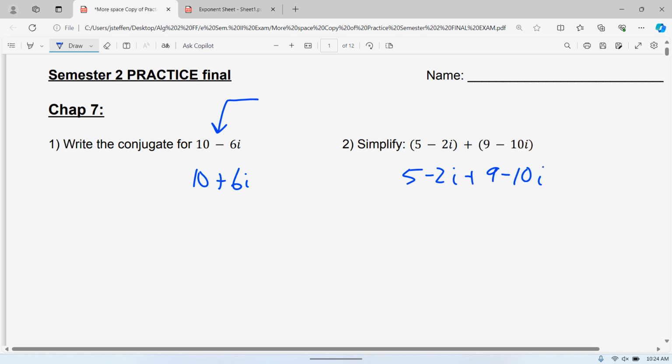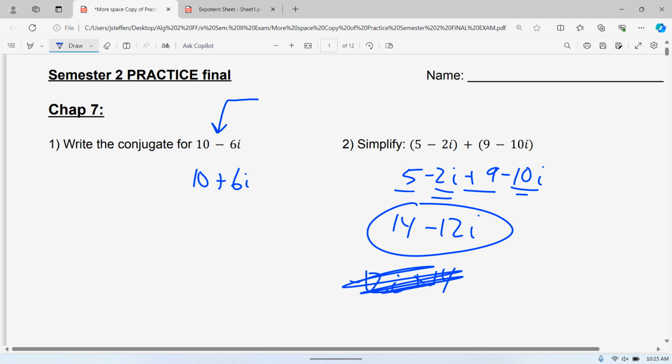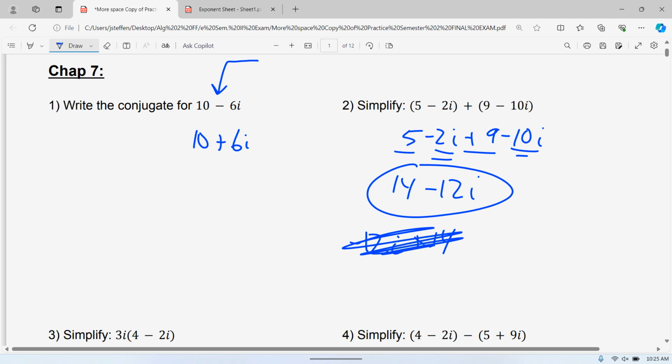And so once you get here, you combine your like terms. So I have 5 plus 9 is 14. Negative 2 minus 10 is negative 12i. Now, technically, if you have negative 12i plus 14, normally that's totally fine. But this is multiple choice, so this is what your answer is going to look like, not like this one. So as long as you can go between the two, I don't care how you do it, but multiple choice, that definitely will be how it is.